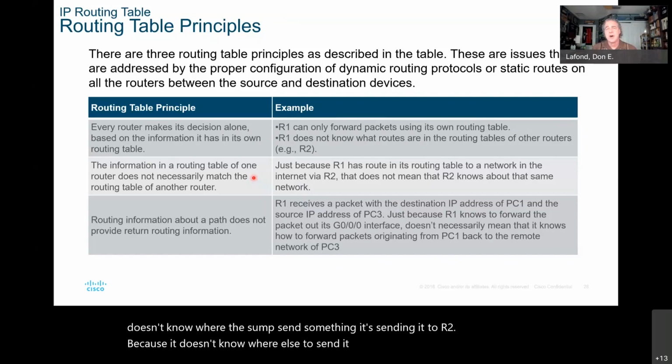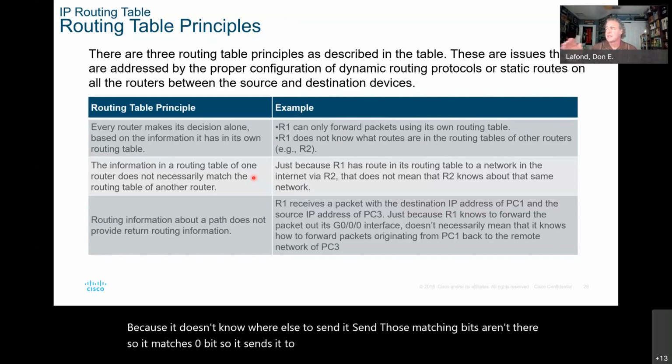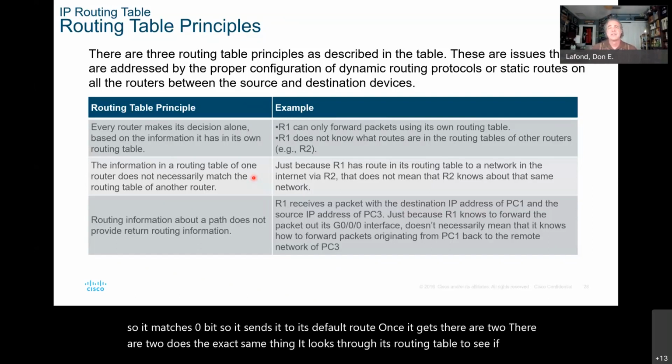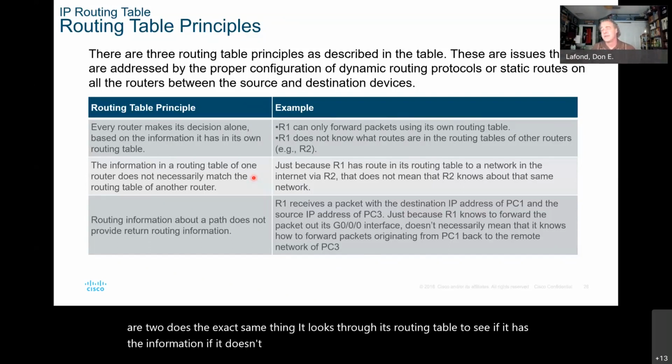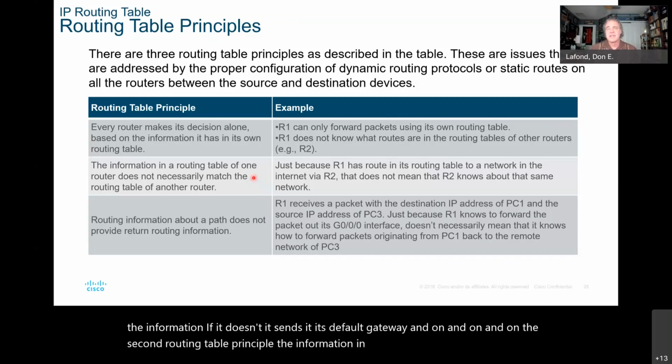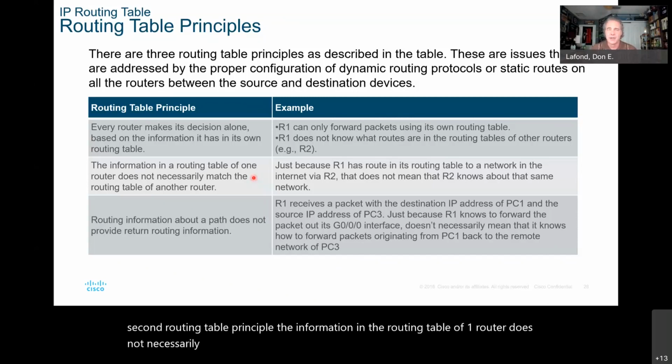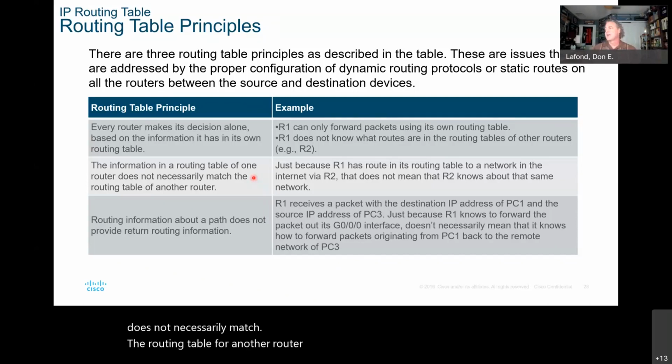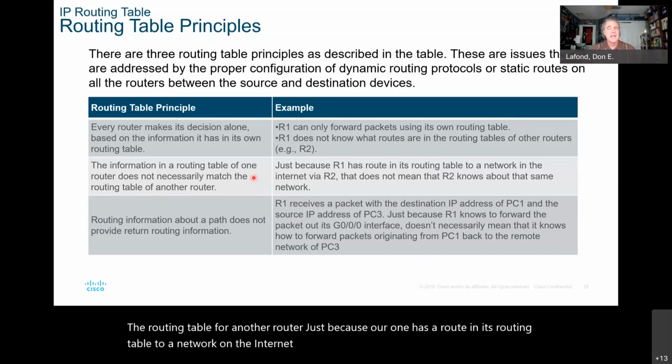Those matching bits aren't there, so it matches 0 bits, so it sends it to its default route. Once it gets to R2, then R2 does the exact same thing. It looks through its routing table to see if it has the information. If it doesn't, it sends it to its default gateway, and on and on. The second routing table principle: the information in a routing table of one router does not necessarily match the routing table of another router. Just because R1 has a route in its routing table to a network on the internet via R2 does not mean that R2 knows about the same network.